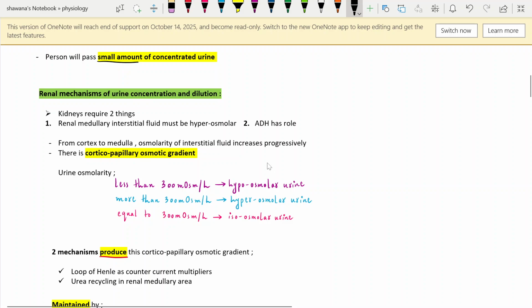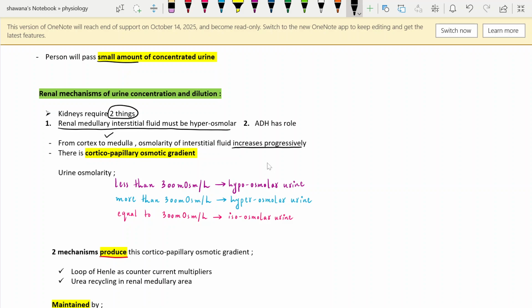First of all, the kidney requires two things for the maintenance of this urine osmolarity and for the osmoregulatory functions. First, the renal medullary interstitial fluid must be hyperosmolar. What does it mean? It means that when we move from cortex to medulla, the osmolarity of the interstitial fluid increases progressively. Okay, the medullary interstitial fluid is hyperosmolar. So there is a cortico-papillary osmotic gradient present in the nephron. And the second is that antidiuretic hormone has a role.